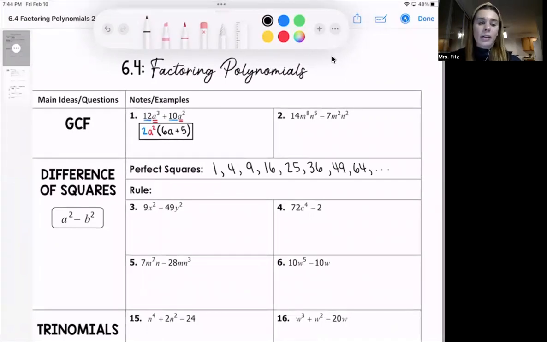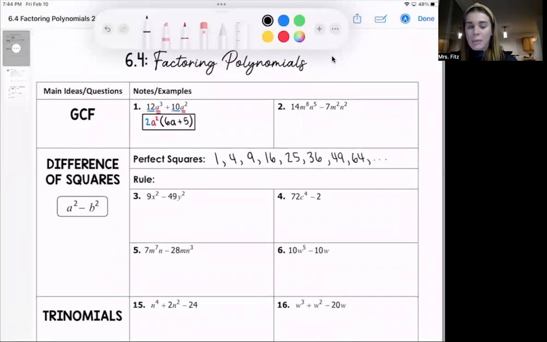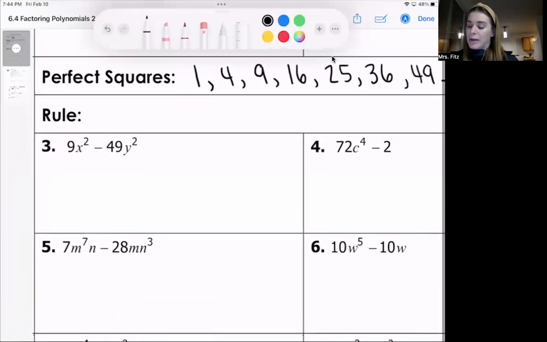Okay, let's take a look at the rule for difference of squares. If you have something in the form a squared minus b squared, it factors to a plus b times a minus b. All right, so let's take a look at the examples. We're going to do 3 and 5 together, and then I'm going to have you do numbers 4 and 6. Okay, let's take a look at number 3. I have 9x squared minus 49y squared.